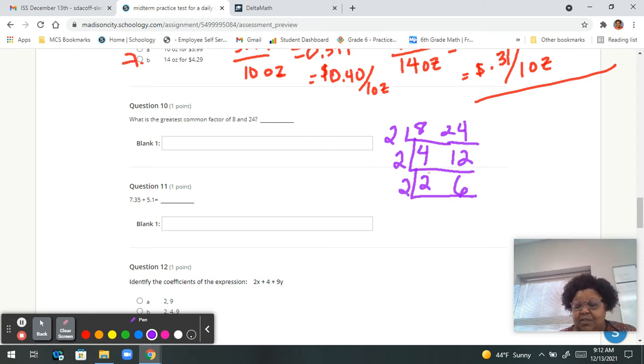Okay? 2 goes into 2 one time. 2 goes into 6 3 times. Now I got all these numbers here. My GCF is going to be, I'm going to have to multiply all these numbers to the left.